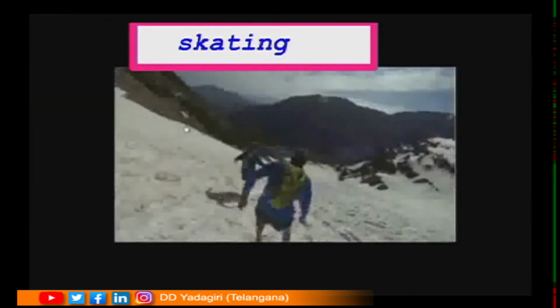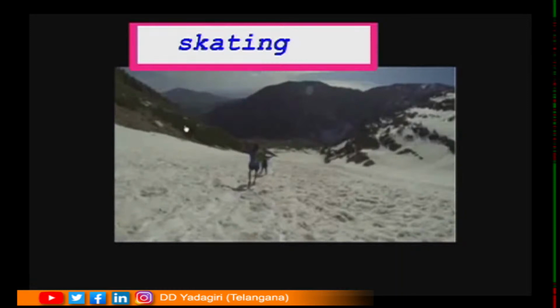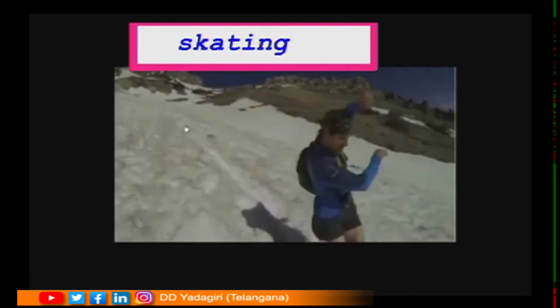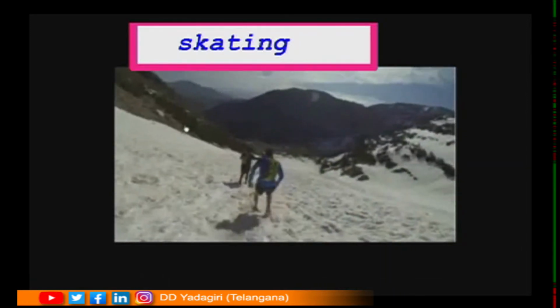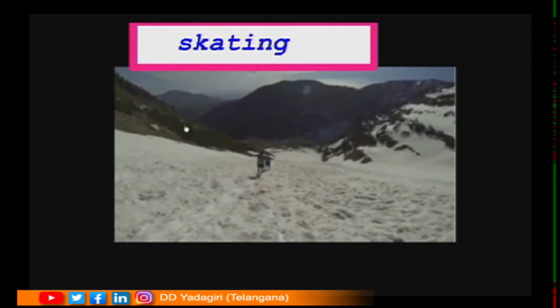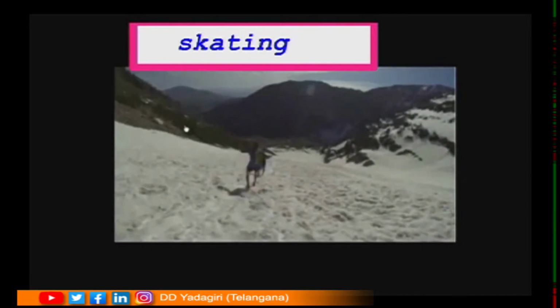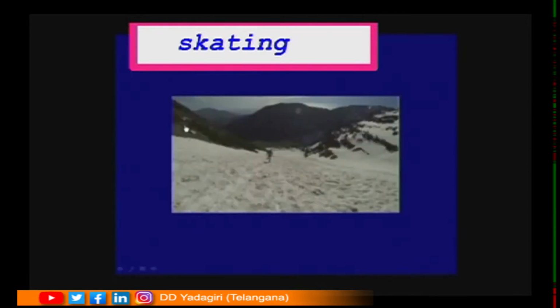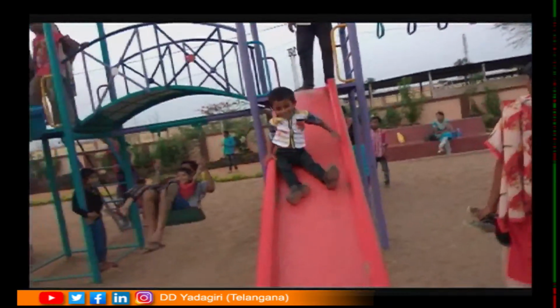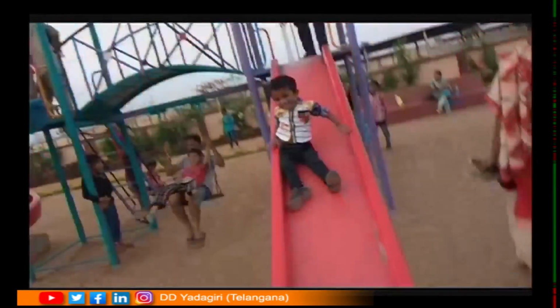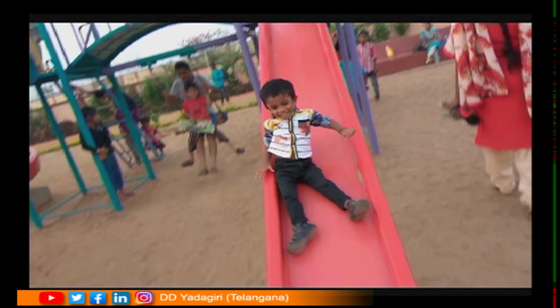Observe the persons skating. There is a movement between the ice and the skating shoes of the person. This causes sliding friction and the person is able to slide or move. Observe the boy is sliding. So, there is a sliding friction between the boy and the surface of contact.